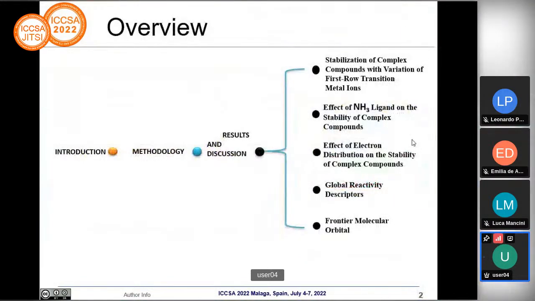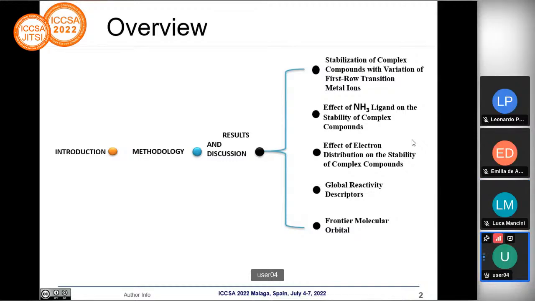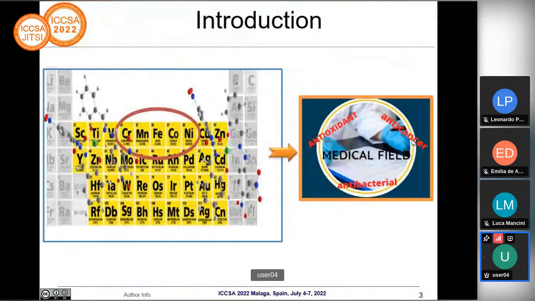Okay, this is the overview of this presentation. The first is the introduction and methodology, and then results and discussion. The results and discussion consist of the stabilization of complex compounds with various metal complexes and the effect of the ammonia ligand on the stability of the complex. The third is the effect of electron distributions on the stability of the complex compound, the fourth is global reactivity descriptors, and the last is frontier molecular orbitals.